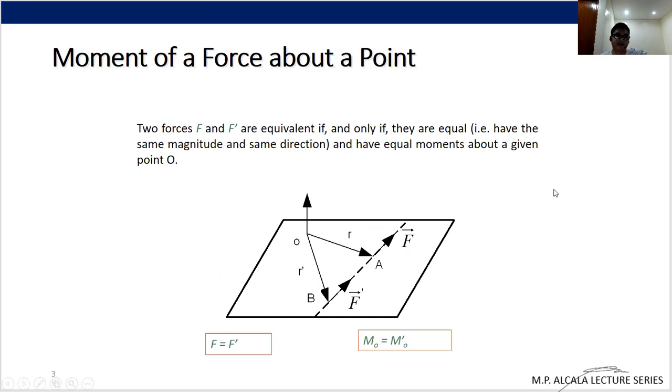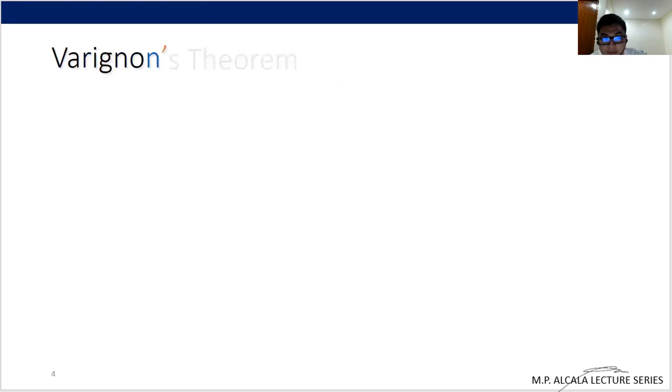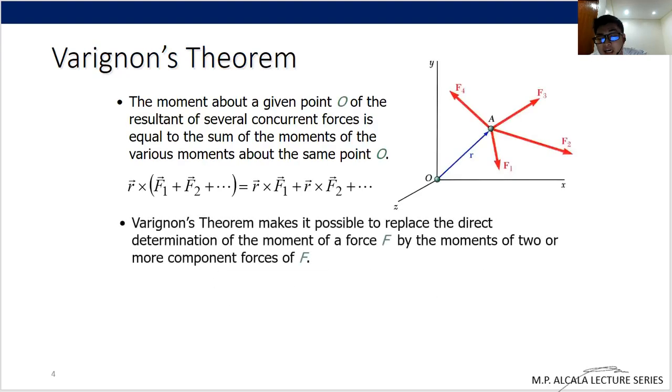Two forces F and F prime are equivalent if and only if they have equal magnitude and the same direction, and have equal moments about a given point O. So as long as at any point O they have equivalent moments, the two forces are equal. In this case, moment M naught prime is equivalent to M naught, and at the same time F is equal to F prime. It simply implies Varignon's theorem.